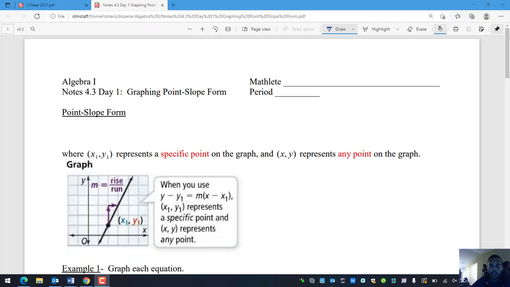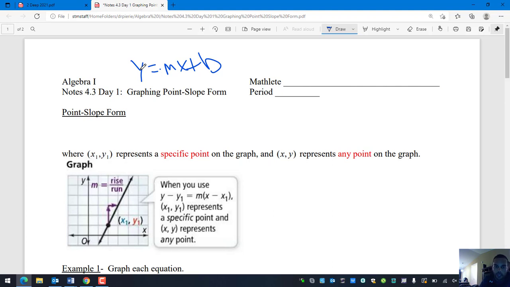Alright guys, so in this video we're going to talk more about point slope form, but we're just going to have a bigger emphasis on graphing. So as a reminder, what is point slope form? All it is, is a different way to write an equation for a line. You guys are really comfortable with slope intercept form, that format y is equal to mx plus b. But point slope form is just a different way to write an equation of a line.